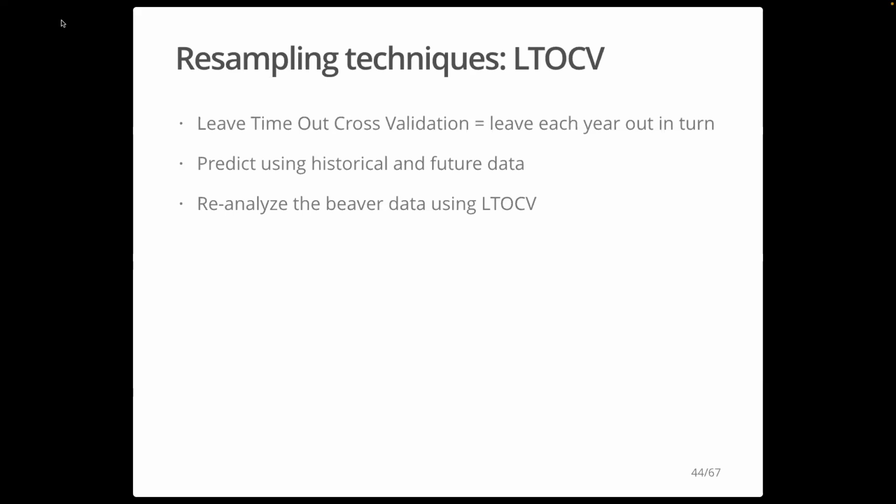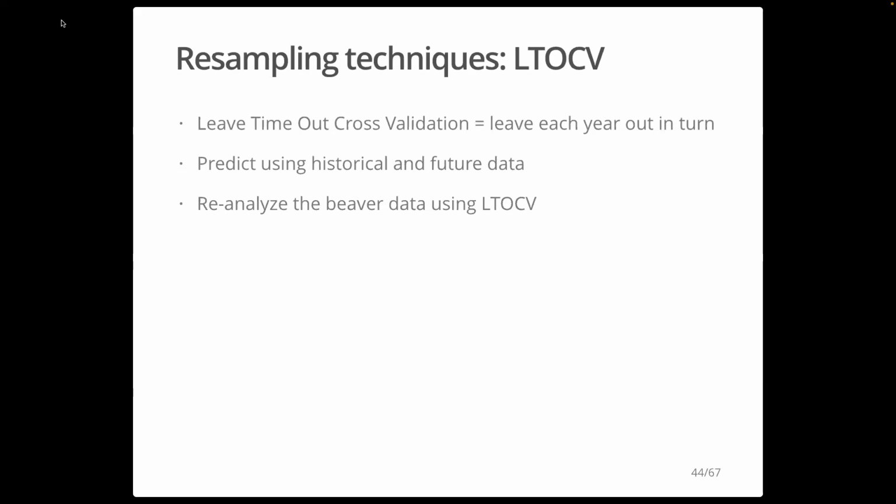So there are a couple flavors of this. We can do what I'm calling here leave time out cross-validation. In this case, if we had several years of data, say 10 years of data, and we had several beavers tagged in each year, we could iterate through our data set, leaving 1 year at a time out, and doing the same procedure. So that would be an example of leave time out cross-validation.